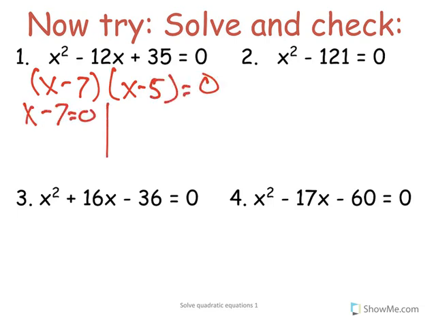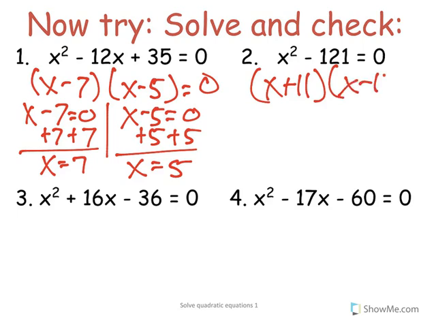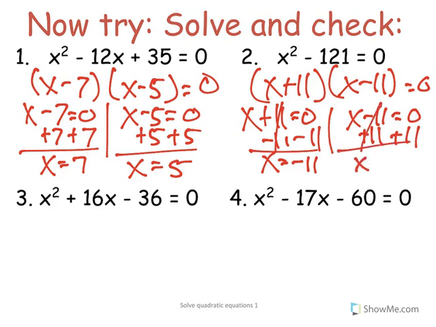And then we've got x minus 7 is 0. So I get x is 7. And I get x is 5. For the second one, we've got a difference of squares. So I end up with plus or minus 11 when all is said and done. And I just don't have a lot of space, otherwise I would write out your solution set as well.